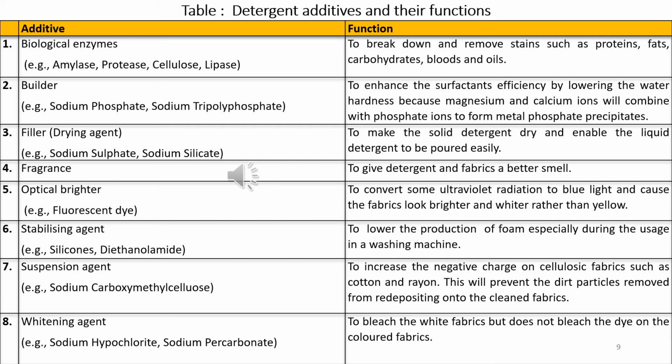Number 4, fragrance. Different types of fragrance are added in detergent for a better smell. So, the function of fragrance is to give the detergent and fabrics a better smell.